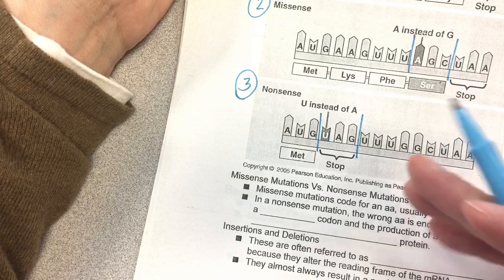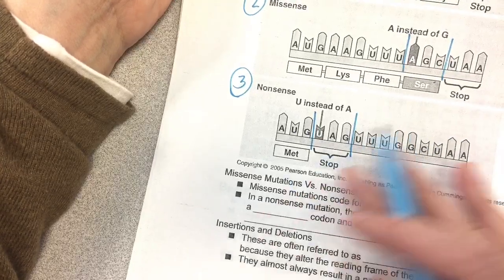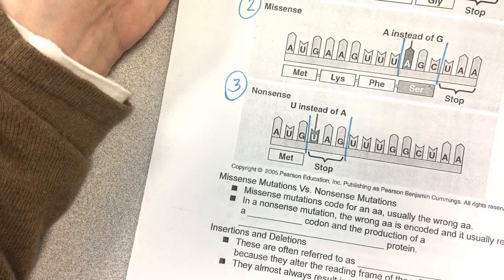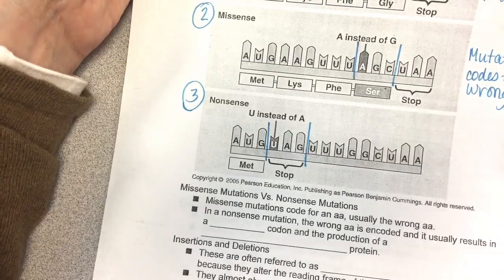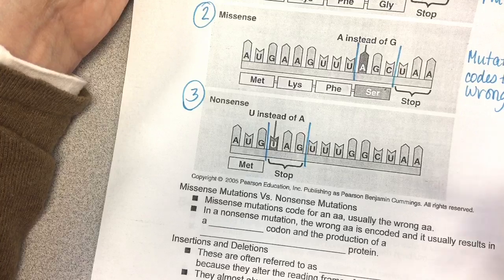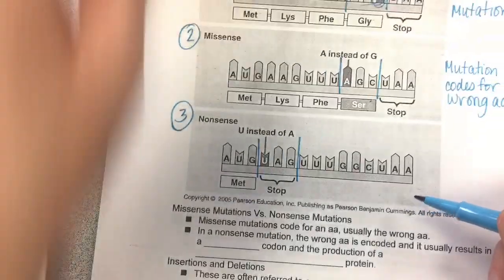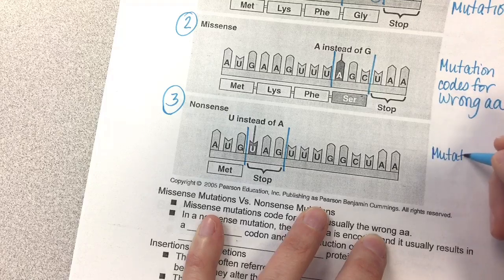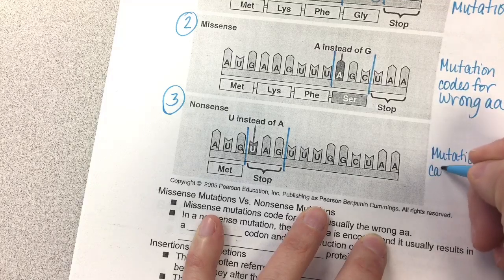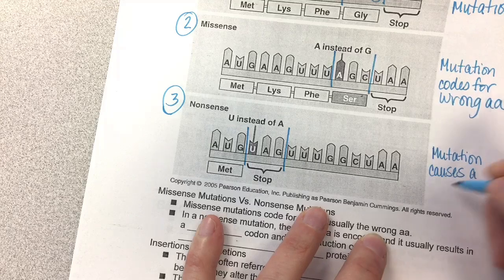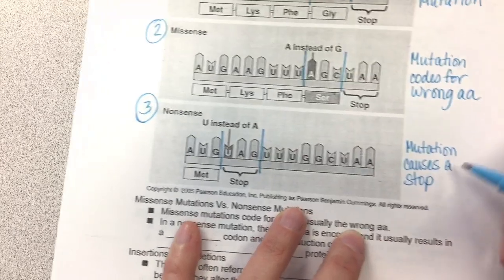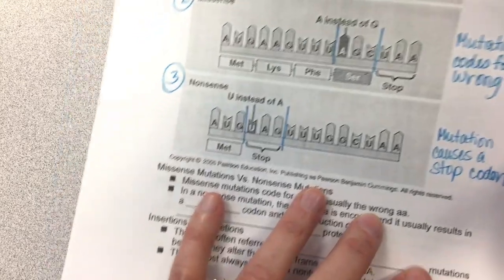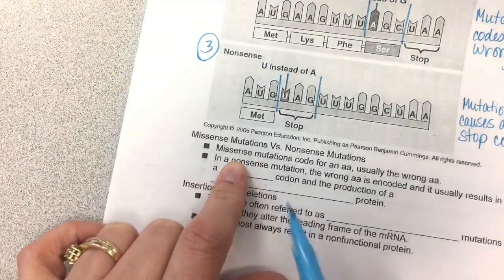So now this is a really big deal because you've got a really screwed up protein in this case here, and so whatever it's supposed to do in the cell or in the body is not going to happen. All right, so you get a big side effect here. So here, the mutation causes a stop codon. Okay, so that's what we wrote here.